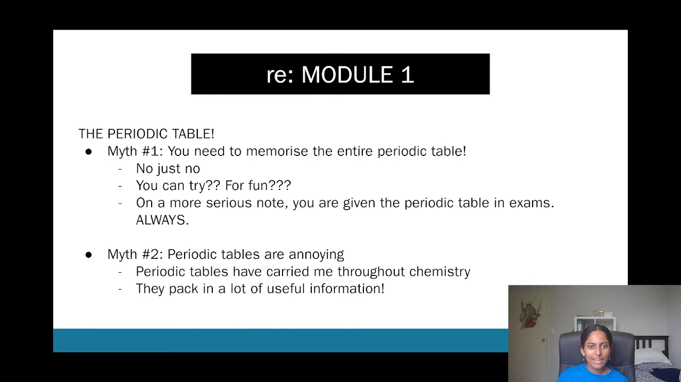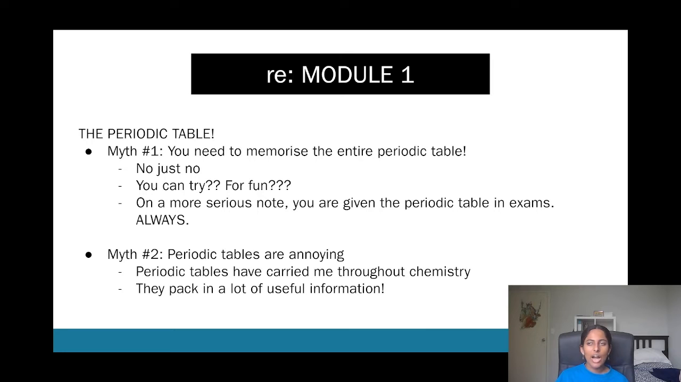For those who may think you can try memorizing the periodic table, you don't need to memorize the entire one. You're given it in the exam. It's not worth it. And if you're never given a periodic table, ask for one, because you're meant to be given one anyways.